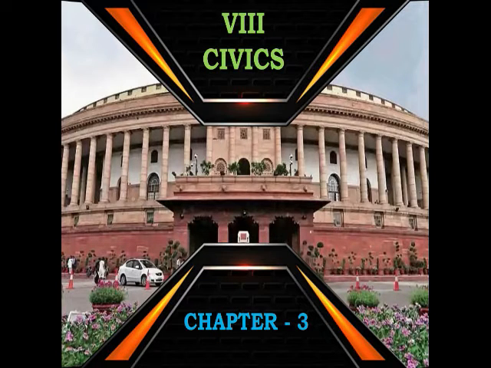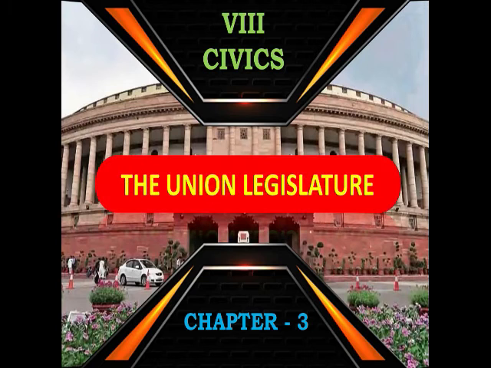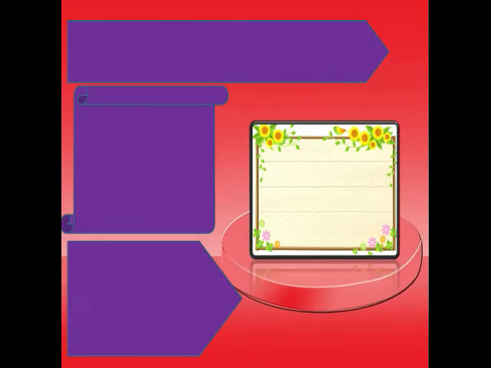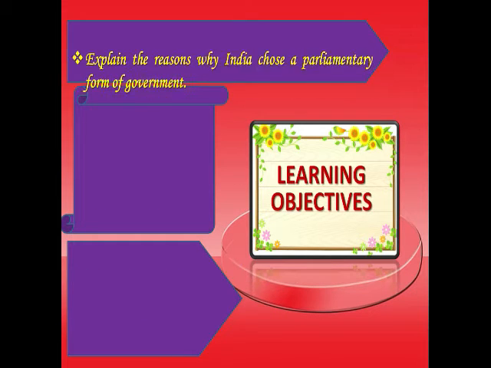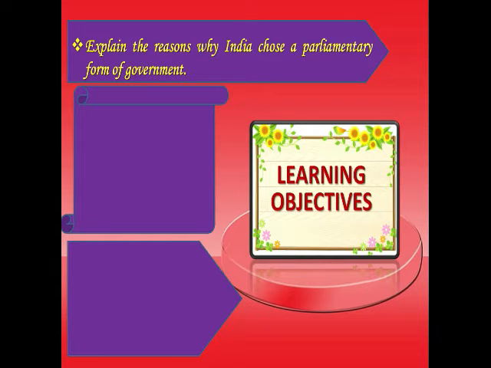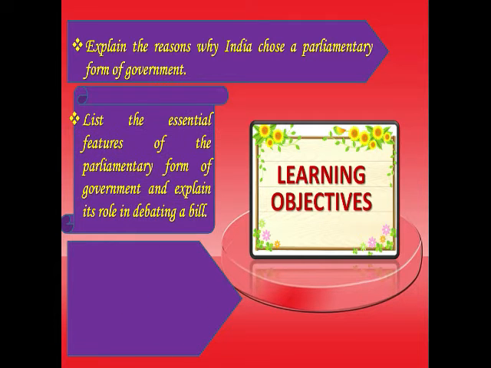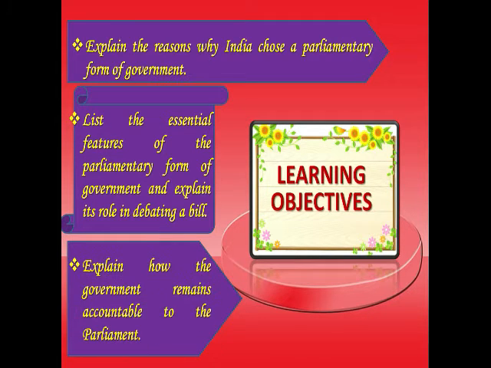So Civics Chapter 3, the topic is the Union Legislature. Let's see the topic. What are the learning objectives from this topic, children? The reasons why India chose a parliamentary form of government, list the essential features of the parliamentary form of government, and explain its role in debating a bill. Also, how the government remains accountable to the parliament. So let's start the topic.